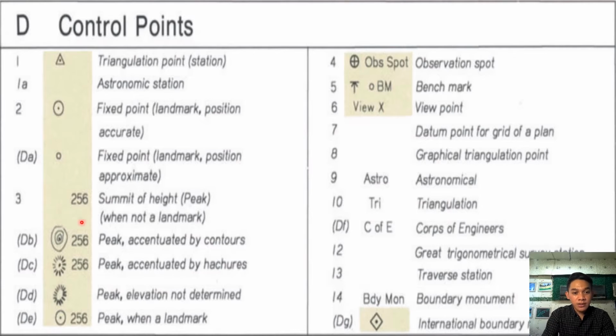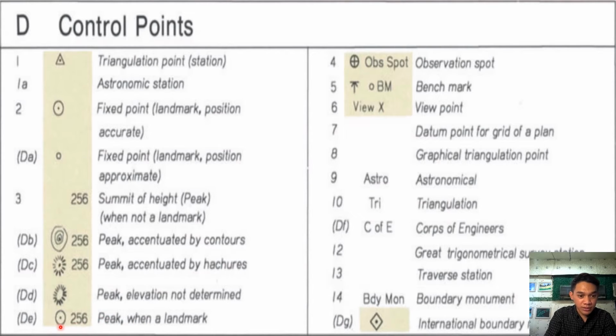It's peak. So the next is also a peak, but it is accentuated by contours. So can you observe this right here? These are not perfect circles that contain also several circles on the inside. So this could be also like this, different vertical lines surrounding a dot. This is also peak, accentuated by hachures. The next is peak, elevation not determined. So this is not surveyed, its height is not examined. And the next is peak, when a landmark.